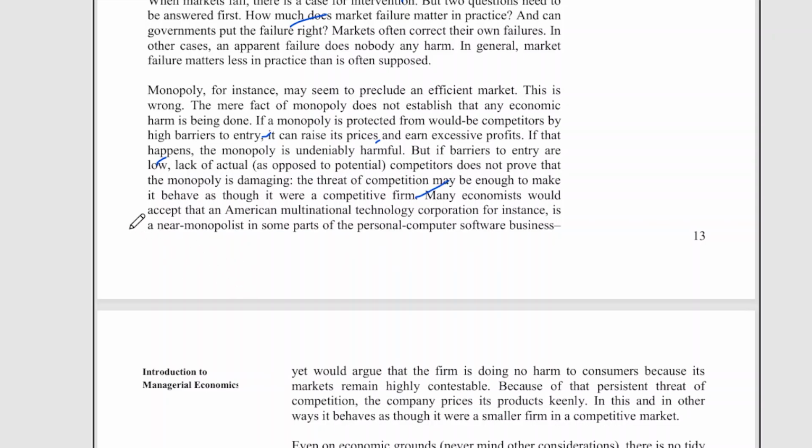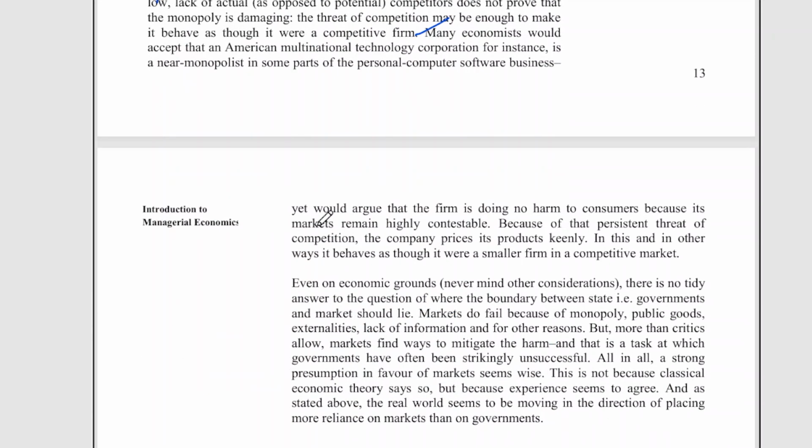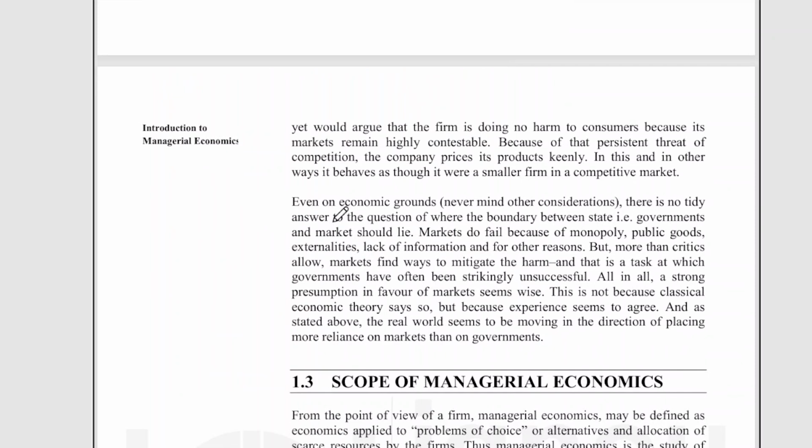And many economists would accept that an American multinational technology corporation, for instance, is a near monopolist in some part of the personal computer software business, yet would argue that the firm is doing no harm to consumers because its markets remain highly contestable. Because of that persistent threat of competition, the company prices its product keenly in this and in other ways, to behave as though it were a smaller firm in a competitive market.